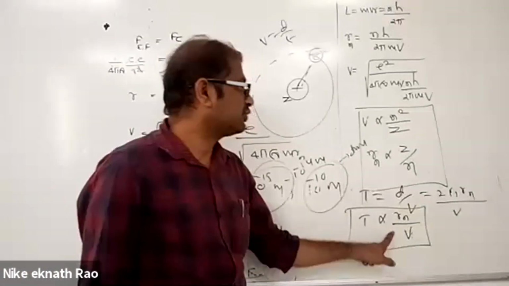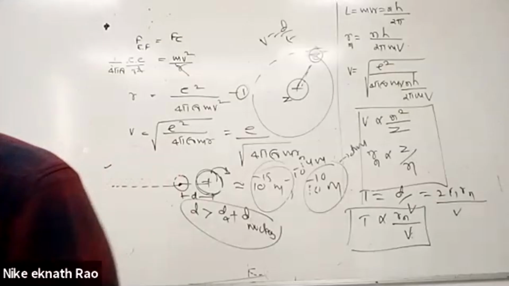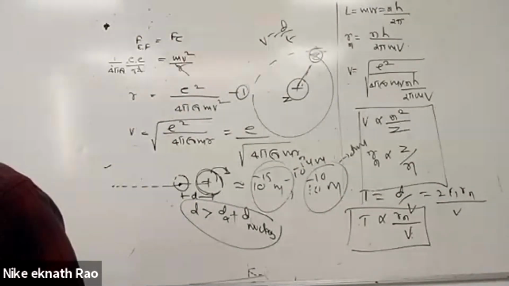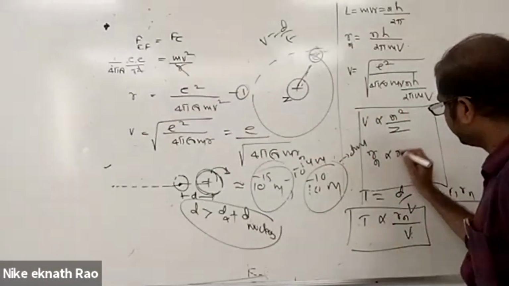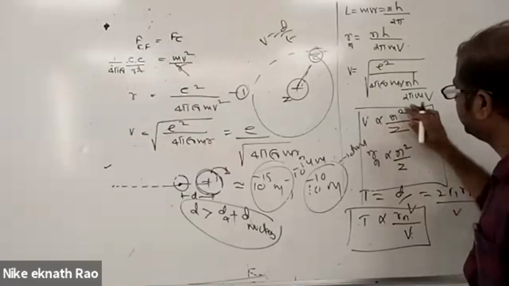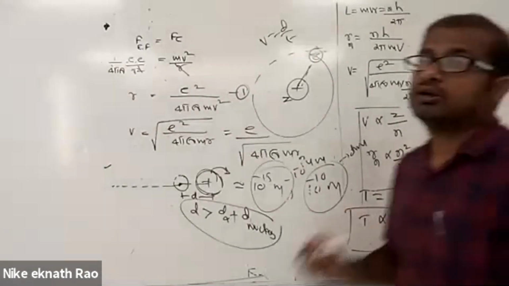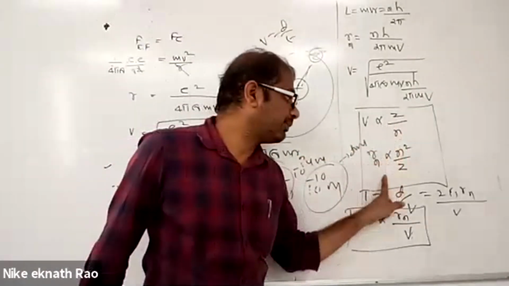But radius is proportional to what? Don't make this mistake. It is very important and compulsory; write it two times for practice. Rn is proportional to n square by z, and Vn is proportional to z by n. So V is proportional to z by n, and Rn is proportional to n square by z.